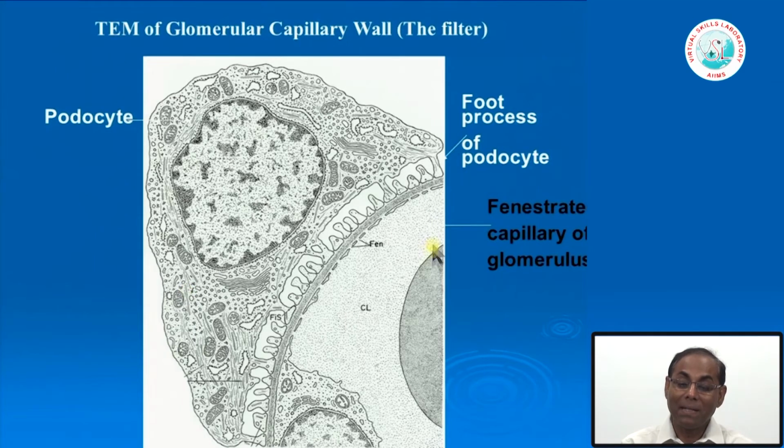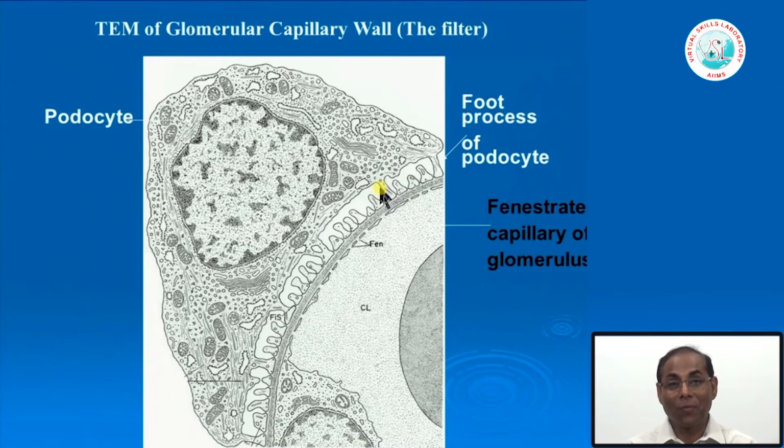Already I have explained, this is part of the red blood cells. This is like a moon, and this is the capillary lumen, and here are the endothelial cells which are fenestrated. This is the glomerular basement membrane, and then these are the podocytes. The podocytes have another interesting structure which we can't see by light microscope, that is these foot processes.